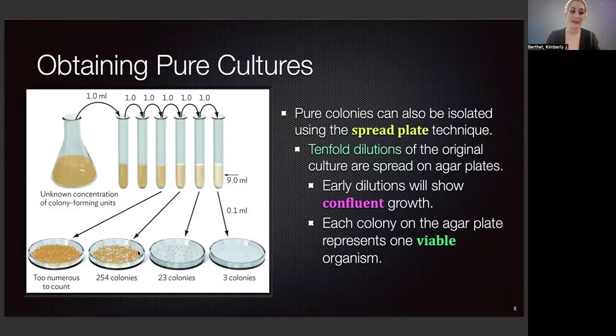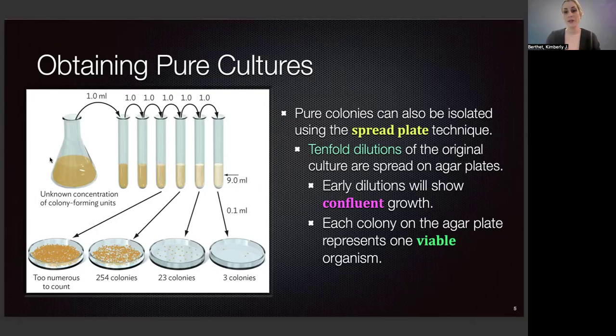Again, that's about a tenfold dilution less, but still quite a bit too many. Then we can go down here to 23 colonies and then all the way down to 3 colonies, which is almost too few to count on the other end of the spectrum. What we see on the too numerous to count sometimes is what we call confluent growth. So if we were to plate any of these solutions up here and above, we would have entire growth over the entire plate. And that's what we can also call a lawn.